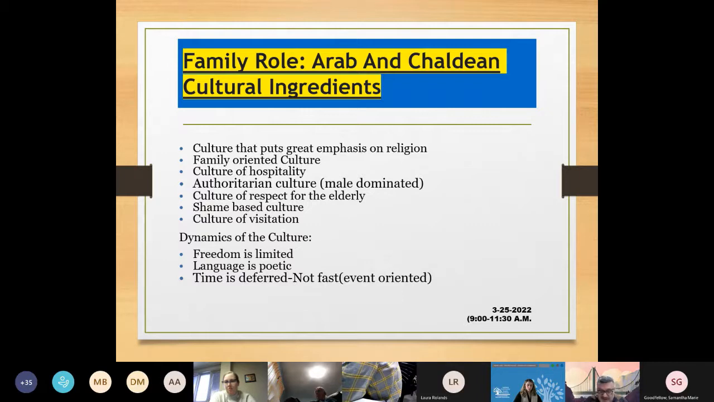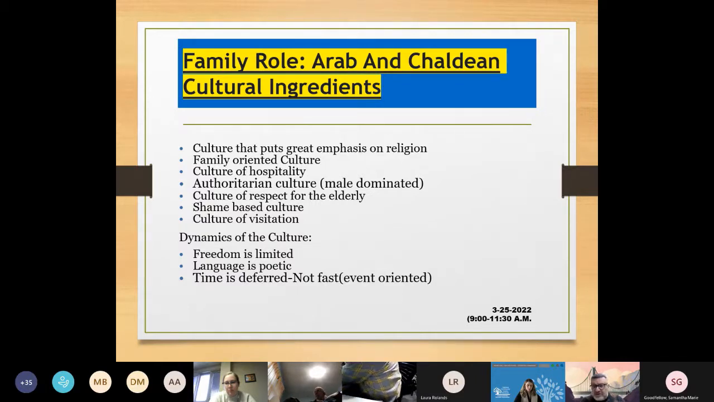Giving the best seat in the house to the elderly, and young people will have to stand when greeting an elderly person. Even some of us will have to kiss their hand, and I don't know where that hand came from, but that shows how respectful we are of an older person. It's a shame-based culture. I will explain a little bit later with a picture about that.